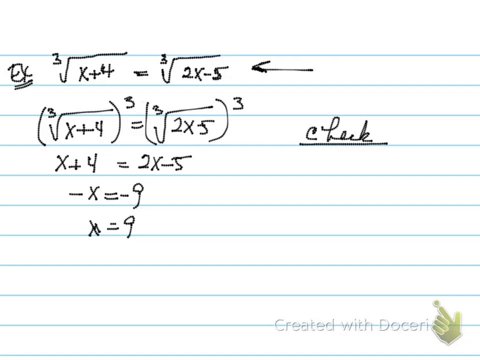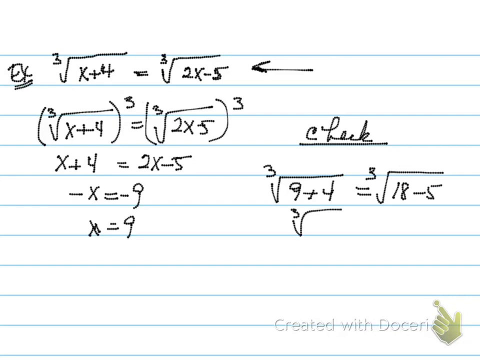Okay, so you're going to plug 9 in. You're going to have the cube root of 9 plus 4. That's the cube root of 13. And over here you have the cube root of 2 times 9, which is 18 minus 5. So you have shown that the cube root of 13 equals the cube root of 13. So you don't have to know exactly what that is. It's just that the left equals the right and x equals 9.